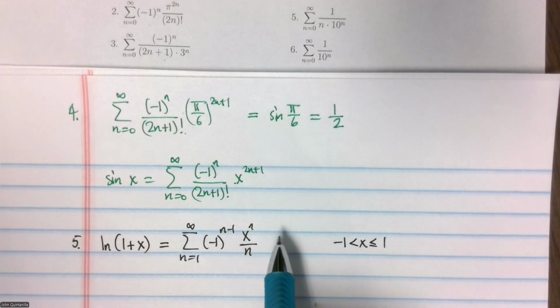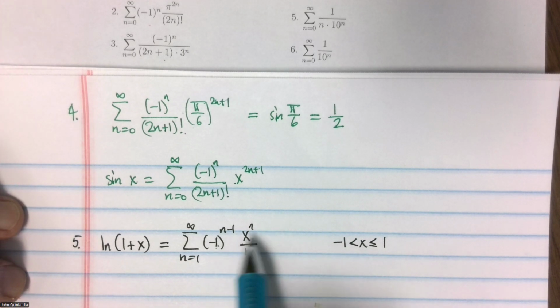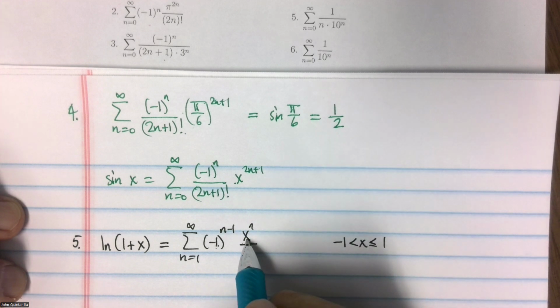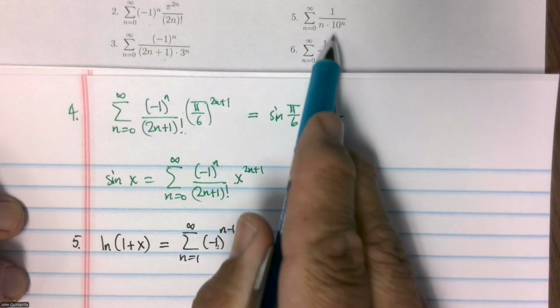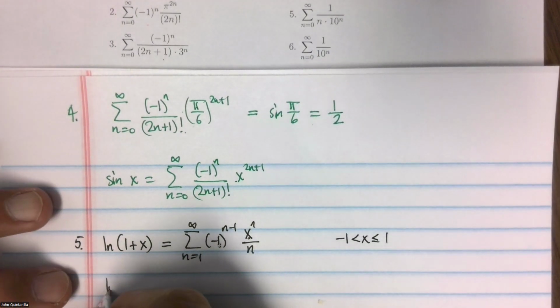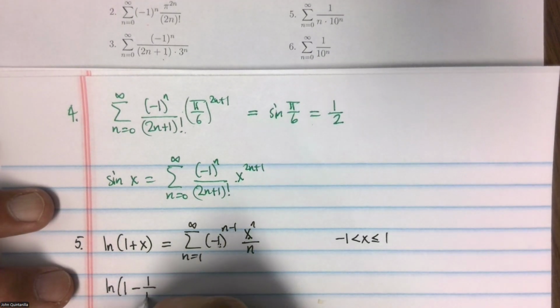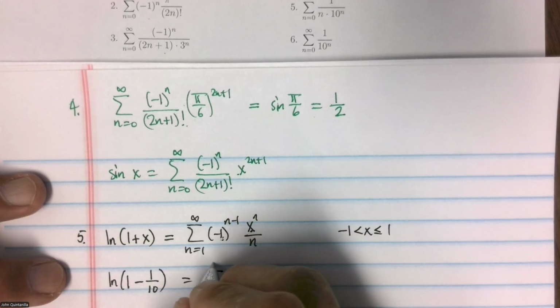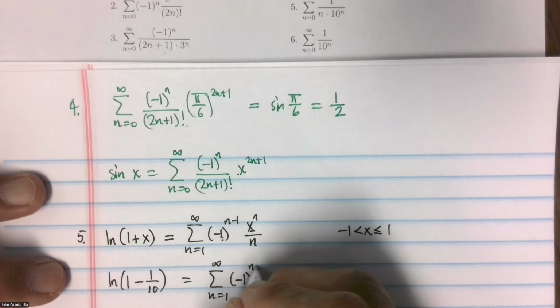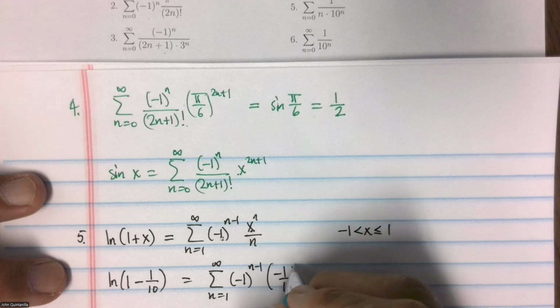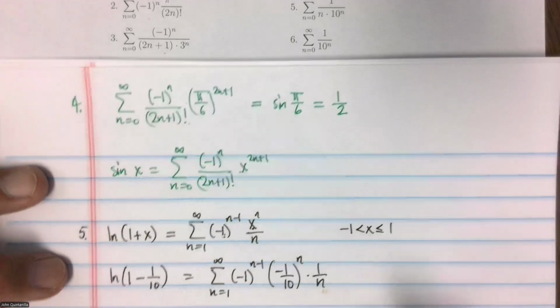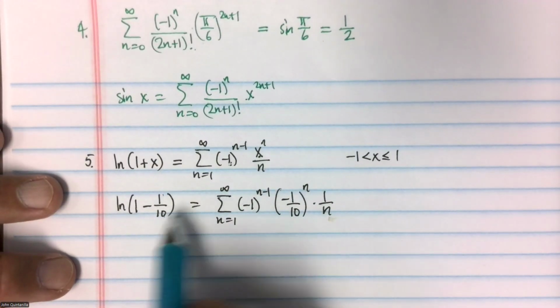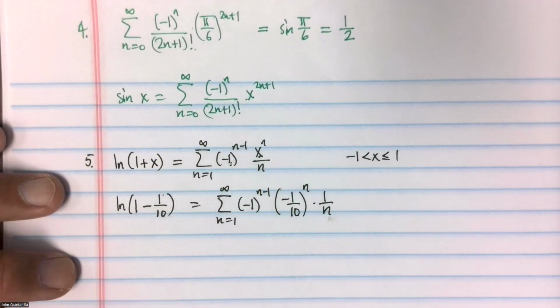I've kind of got what I want here, except for the fact that I need to get rid of this minus. So what do I need to plug in for x in order to get the series that I see here? Let's plug in negative 1/10. So this will be equal to summation n equals 1 to infinity of negative 1 to the n minus 1 times negative 1/10 to the n times 1 over n. And I'm allowed to plug in negative 1/10 because it is between negative 1 and plus 1.